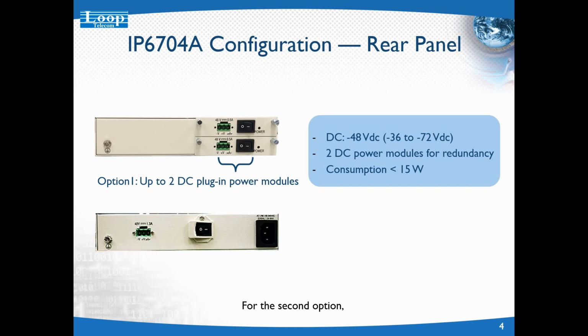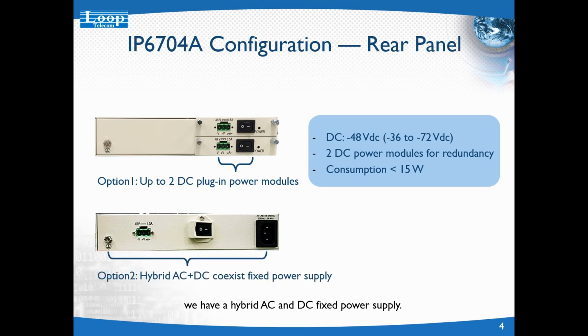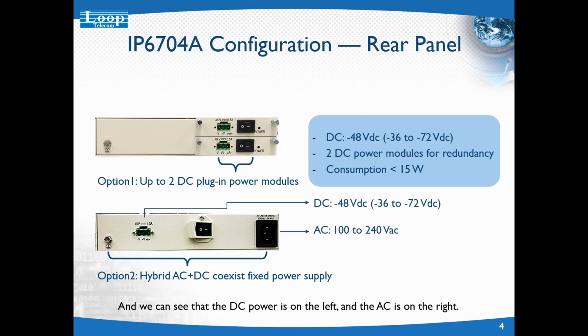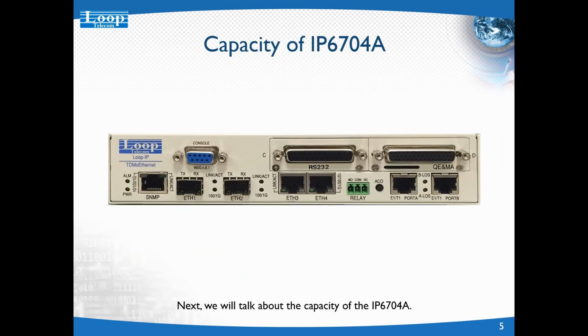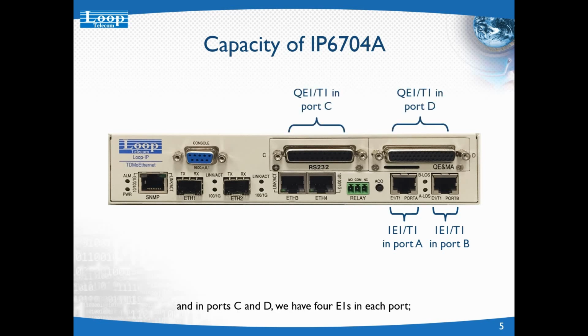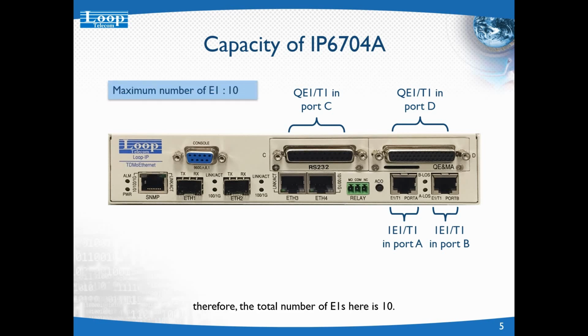For the second option, we have a hybrid AC and DC fixed power supply. And we can see that the DC power is on the left and the AC is on the right. Next, we will talk about the capacity of the IP6704A. For ports A and B, we have 1 FE1 in each port, and in ports C and D, we have 4 FE1s in each port. Therefore, the total number of FE1s here is 10.